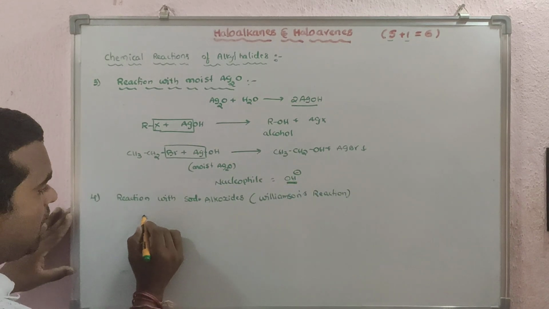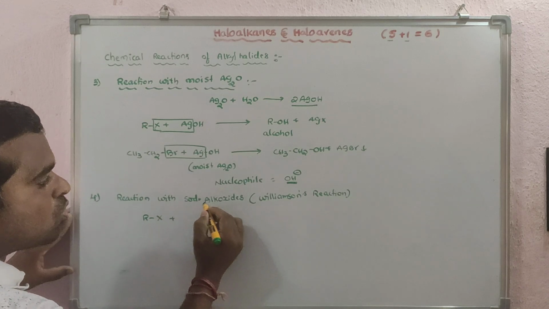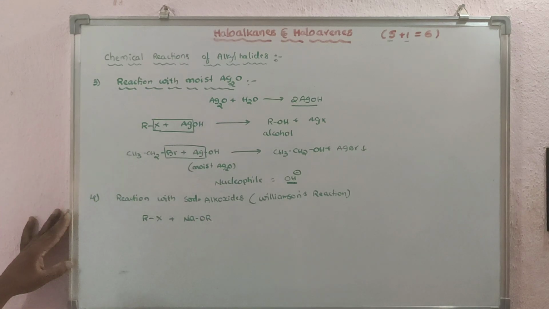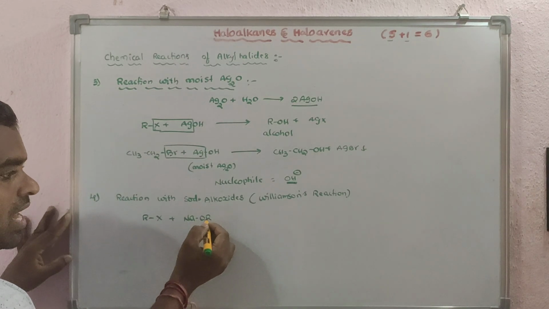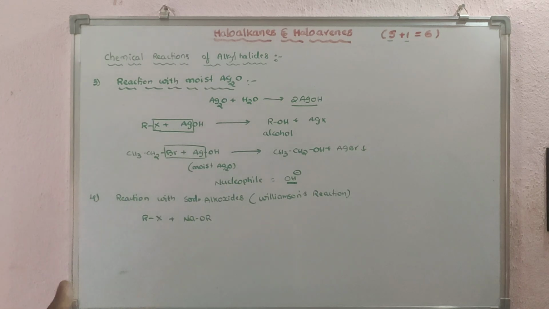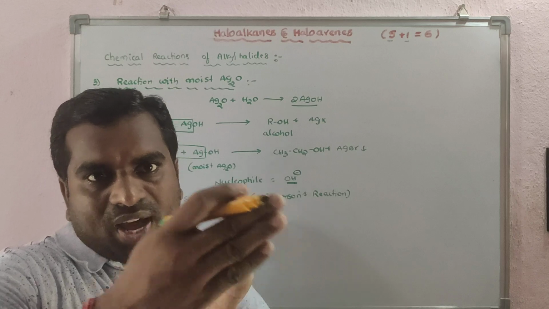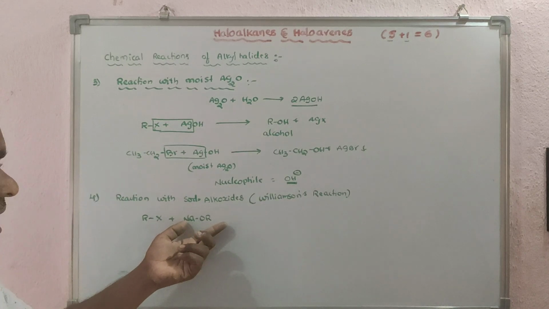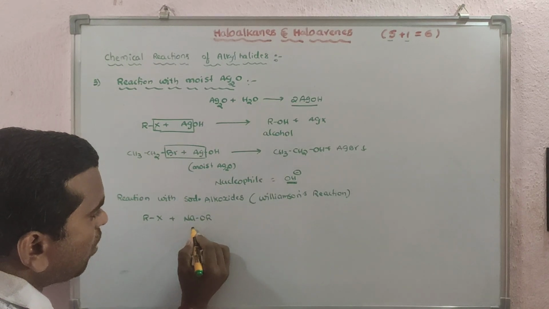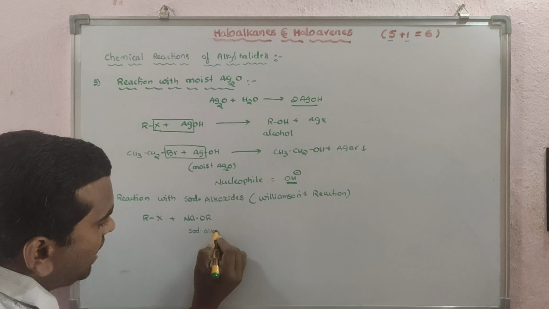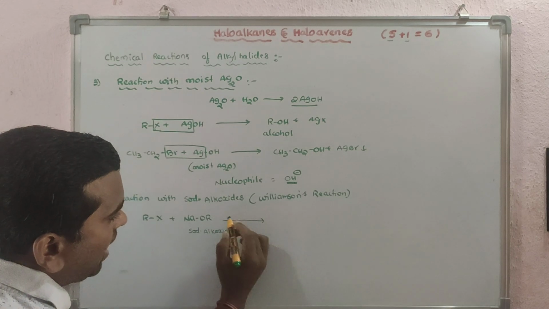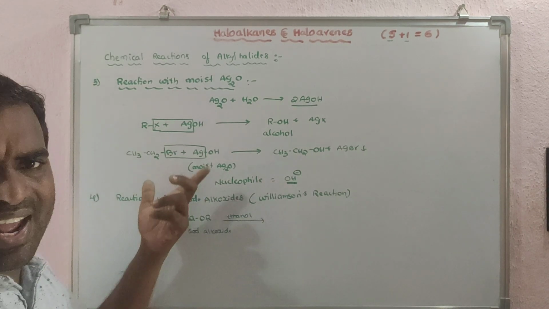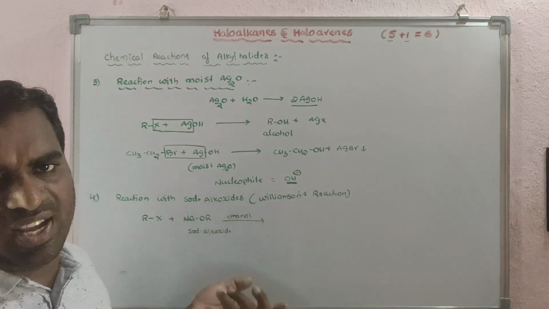Clear? So see what the compound is. RX plus sodium alkoxide, and this is NaOR. This we will call sodium alkoxide. Alcohol you know, ROH. Remove the H and that H is replaced by sodium, then we call it a sodium alkoxide. In the presence of alcohol, ethanol, it is a solvent. Mostly we use ethanol as the solvent. Why? Because alkyl halides and the reagents will easily dissolve in ethanol.